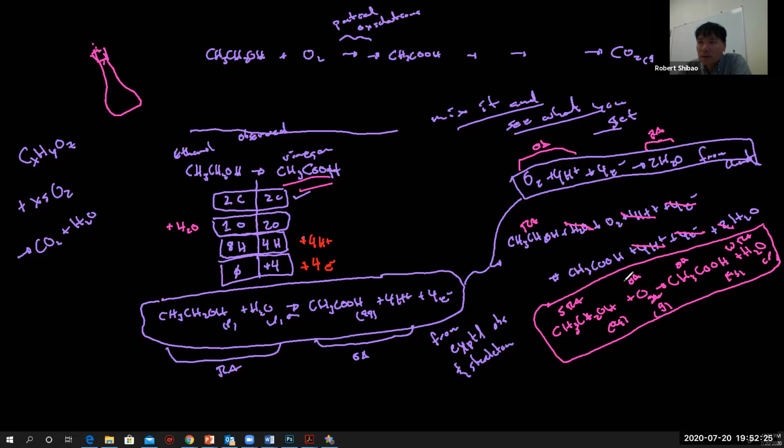Well, oxygen's a better oxidizer. It's going to be stronger. Acetic acid is going to be weaker. And so there's the driving force there.